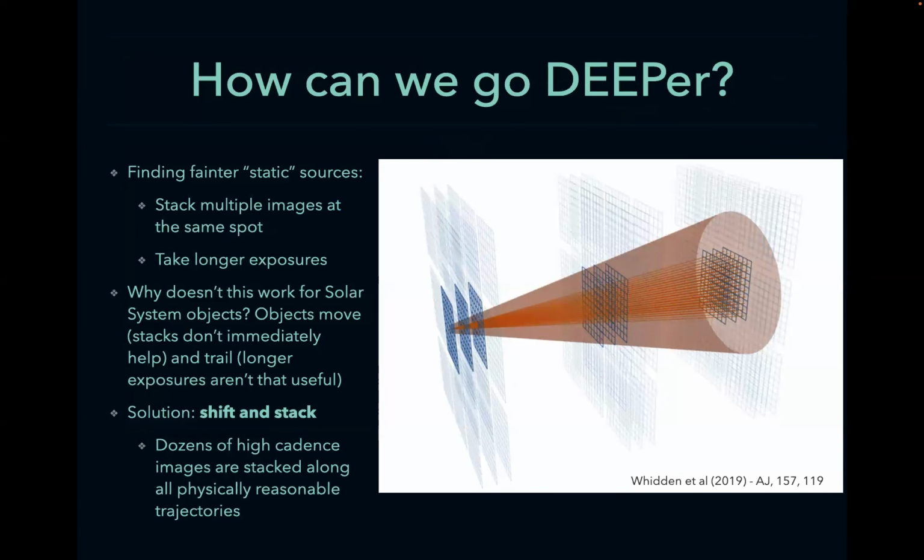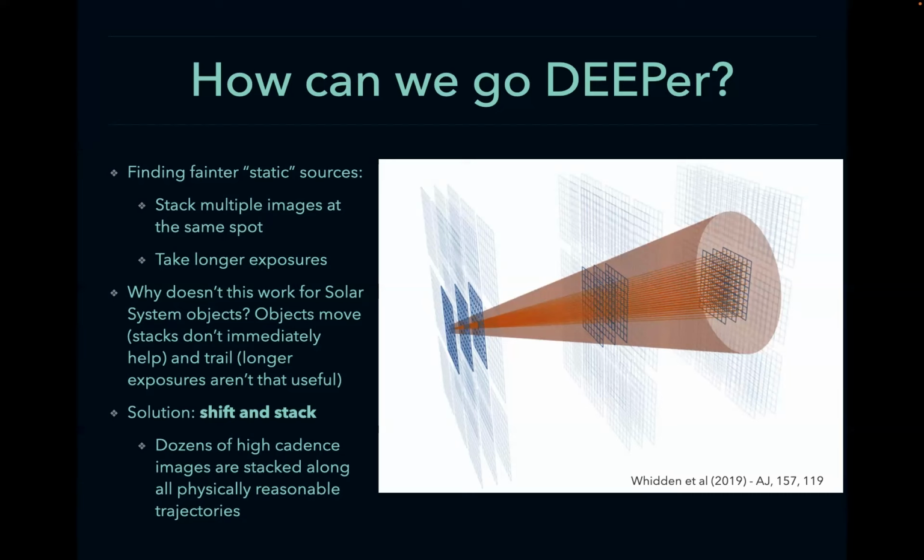But how can we go deeper? This is all talking about single exposures. What if we want to find something at, say, magnitude 26 or 27? This is much more complicated. If you want to find a faint static source, there are basically two avenues that you can pursue. One, you can stack a bunch of images of the same spot. That's how coadds are built in many surveys. Or you take longer exposures.